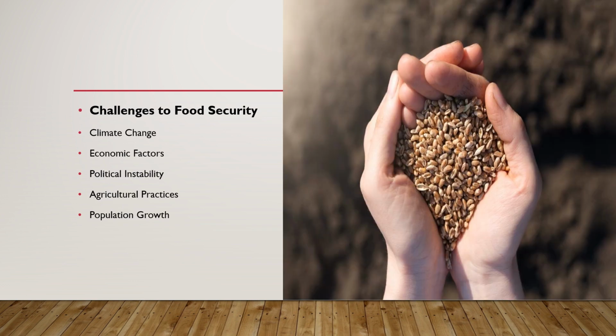Challenges to food security. The following are some of the challenges to food security. These are climate change, economic factors, political instability, agricultural practices, and population growth. Now, climate change. As global temperatures rise and weather patterns become more erratic, food production can become unpredictable. And this impacts the availability and stability components of food security.